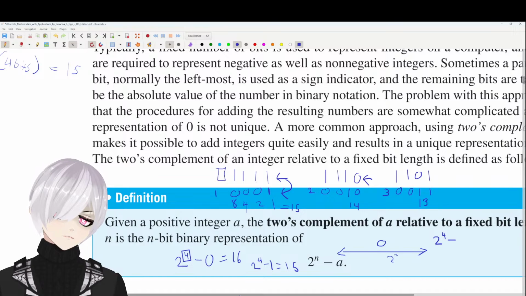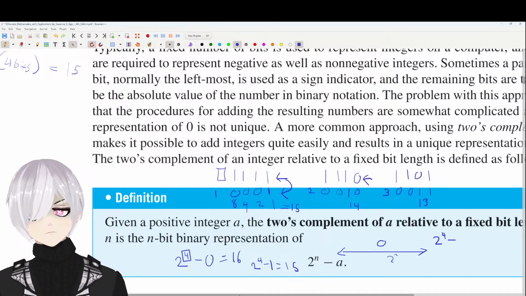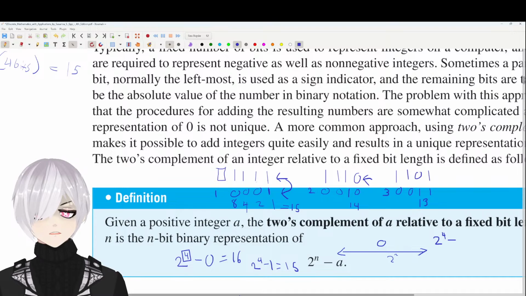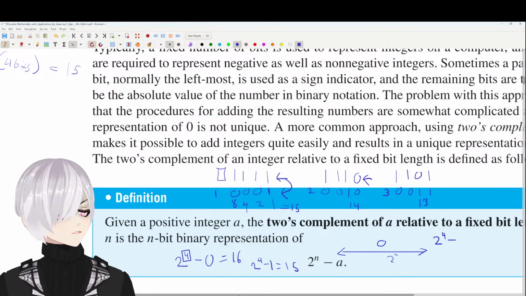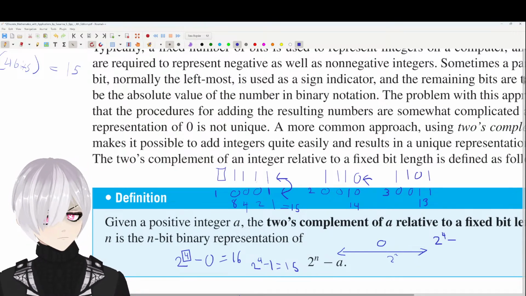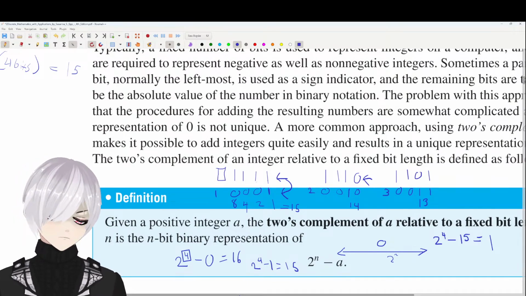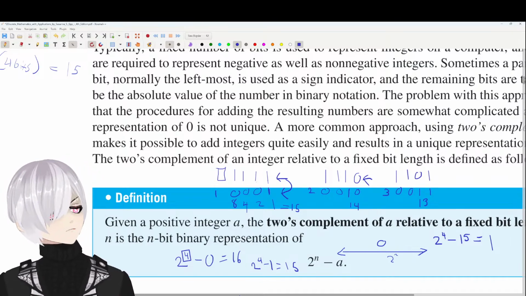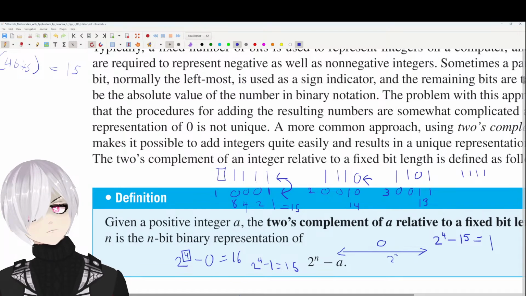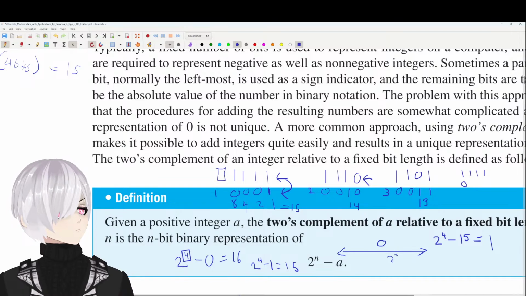So to get 0, you can't represent 16 with 4 bits, right? Yeah, you can't represent it with 4 bits, so you'd have to have 5 bits. You could find the 2's complement of 16 with 5 bits, and that would be 2 to the 5th minus 16. So the 2's complement of 15, which is when all the bits are on, is 1.